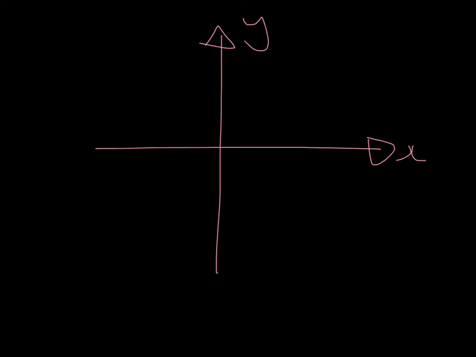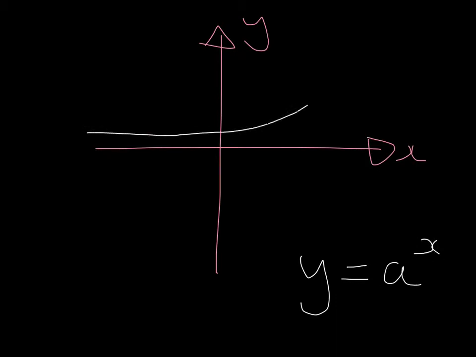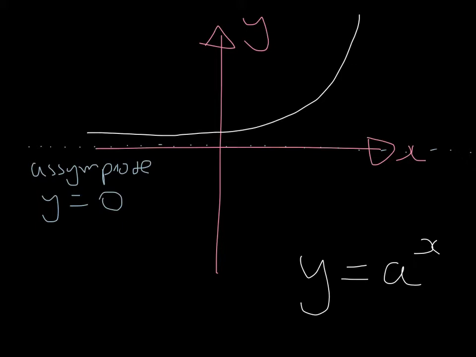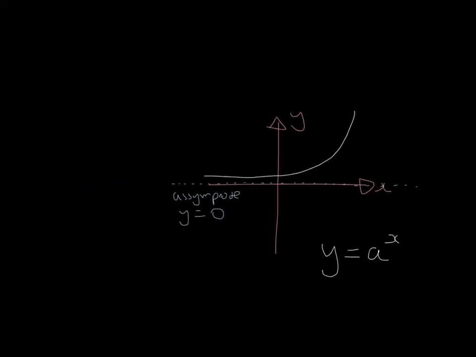So for a basic exponential graph with this formula, y equals a to the power of x, the graph would look like that. That's a basic exponential graph, like so. Okay, we have an asymptote at y equals 0. Now, I think we should spend some time explaining why we have an asymptote at y equals 0.